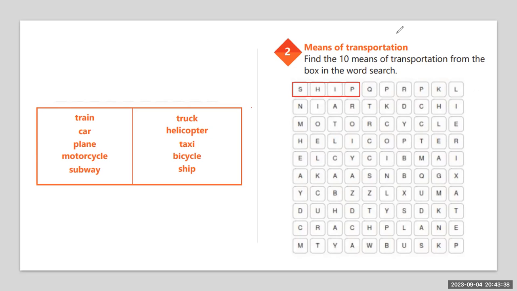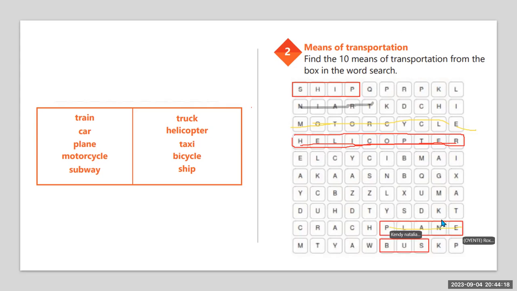Okay, let us do it. Motorcycle, teacher. Taxi, teacher, in the last column. Taxi, bus. Somebody can mark taxi too. Plane, okay. The last column. Yeah, taxi right here. Yeah, we got it right here. You're talking about this, right?